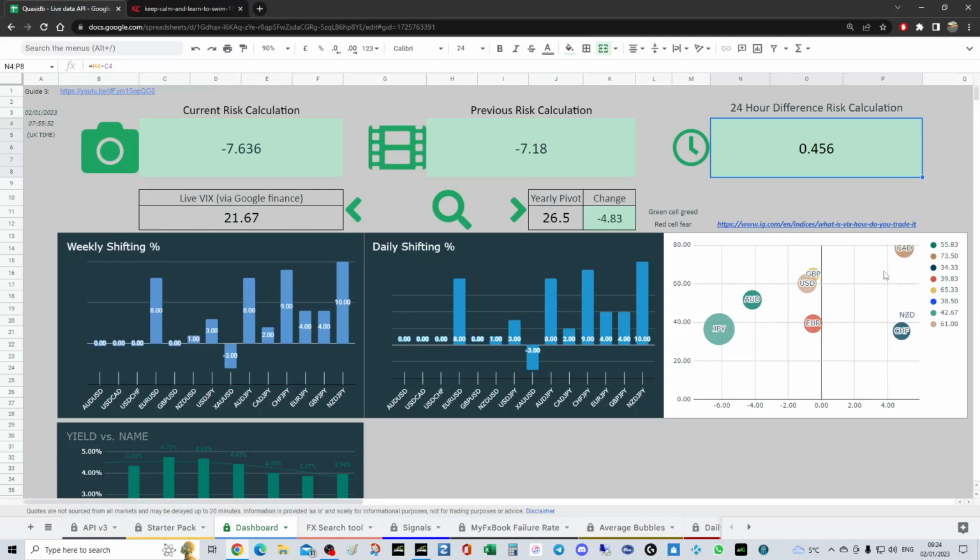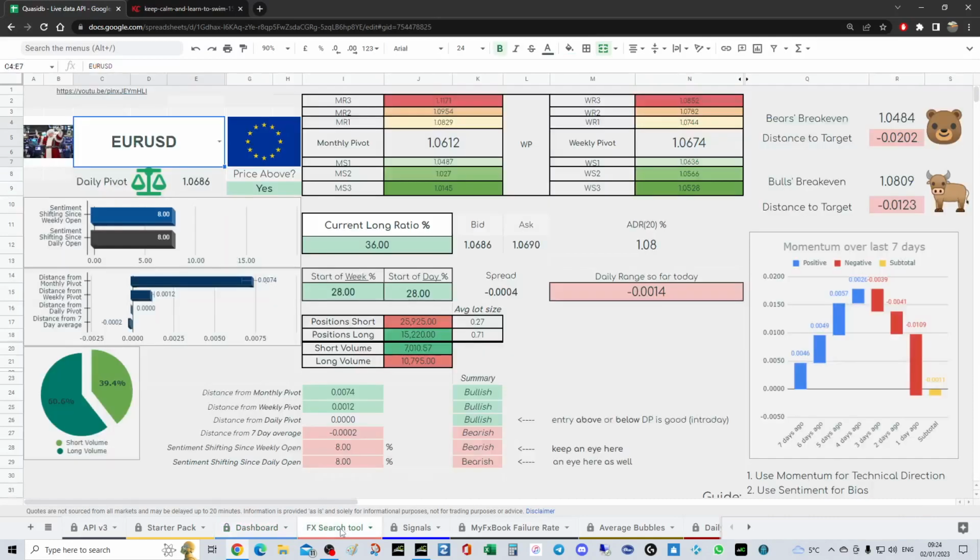CAD yen, for example, have a look at the performance on the CAD yen. Also look at Kiwi yen, and Swiss yen as well. So it really doesn't need to be an overly long video. It's just to say, take your time and digest the information.